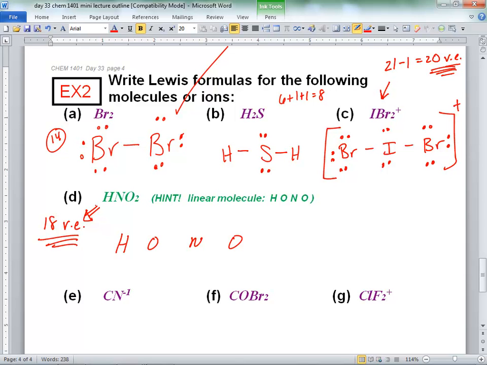It has to be this model. It has to be H, then O, then N, then O again. Now, whatever you draw, make sure you've used up all 18. Okay, now you used up all 18, right? Now you check to see if everybody's happy. Happy, happy, not happy, right? Because he only has how many? 6. He wants how many? 8.